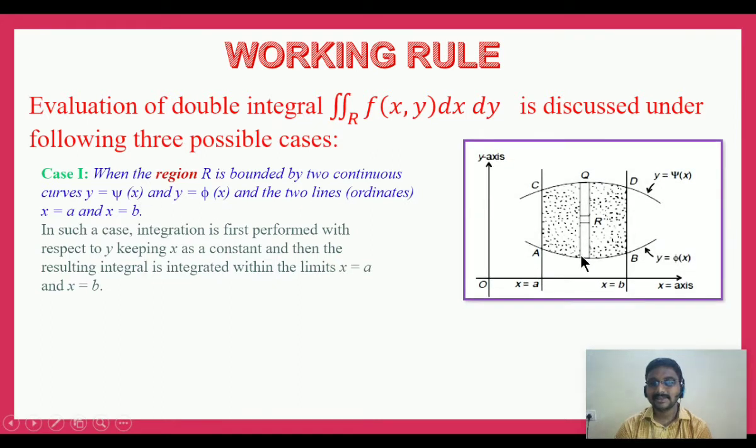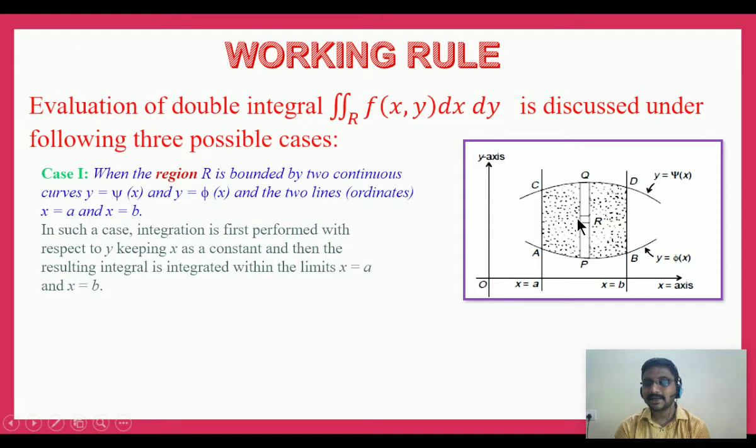So look at the picture. Here y equal to phi of x and y equal to psi of x are the two curves, and the two lines, the ordinates, are x equal to a and x equal to b. The lines are clearly parallel to the y axis. So it is the region. We have to take a closed region. The dotted region is a closed region.